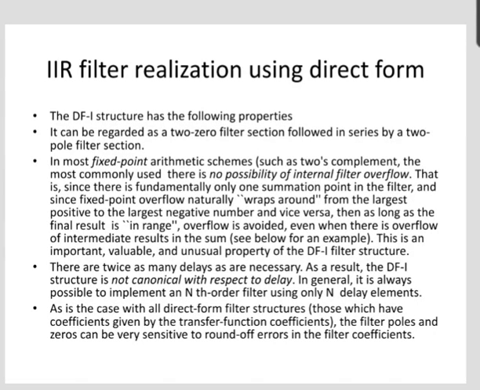IIR filter realization using direct form. The direct form 1 structure has the following properties. It can be regarded as a two-zero filter section followed in series by a two-pole filter section.